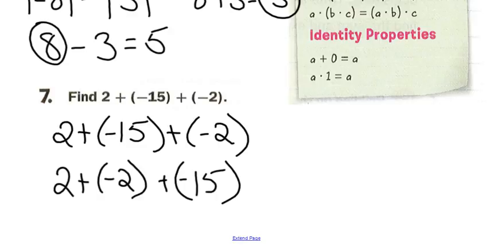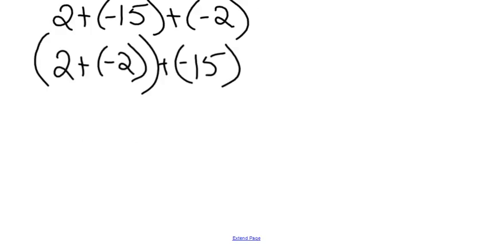And I can group them however I want. So I'll just put these two in some bigger parentheses. You can put brackets or whatever you want. And then I'm going to start with 2 plus negative 2. Well, 2 plus negative 2 is the same as the absolute value of 2 minus the absolute value of negative 2. Or just remember they're additive inverses. They cancel one another out. So that gives me 0.